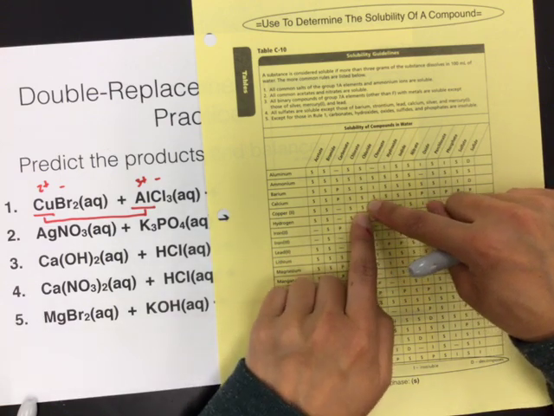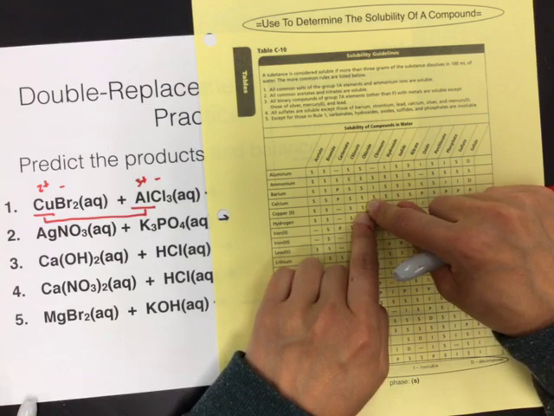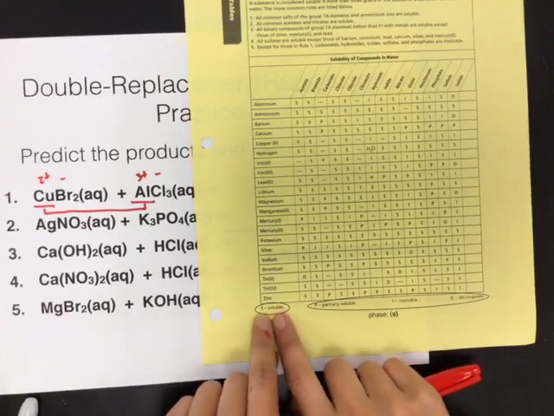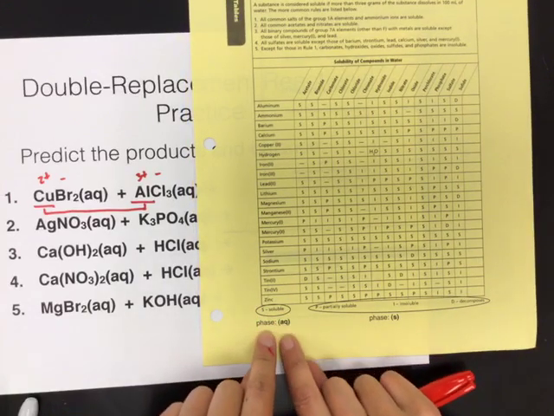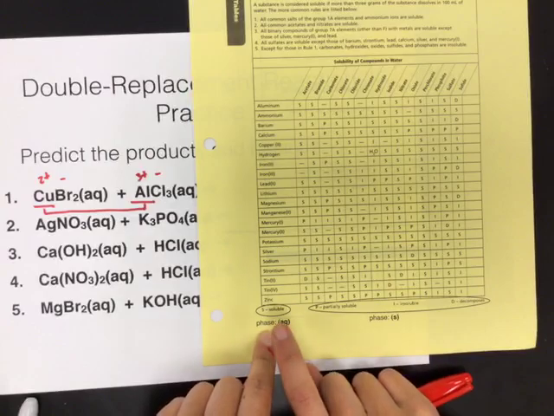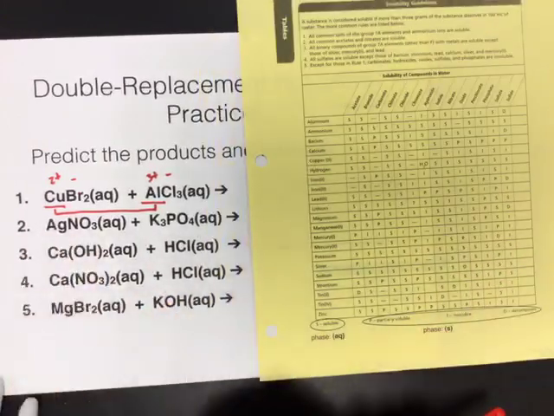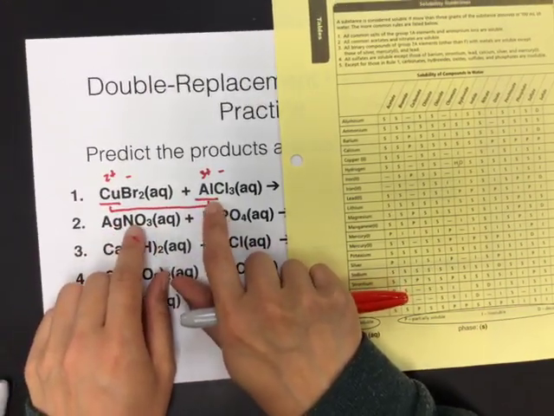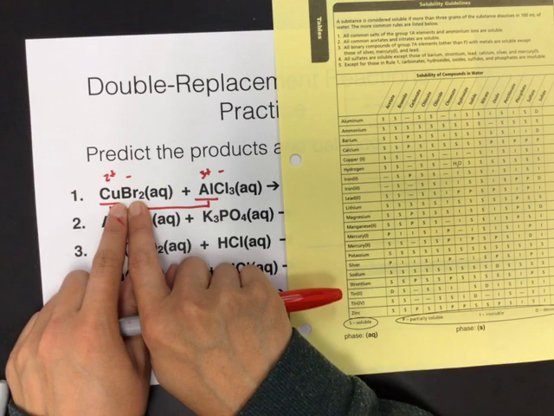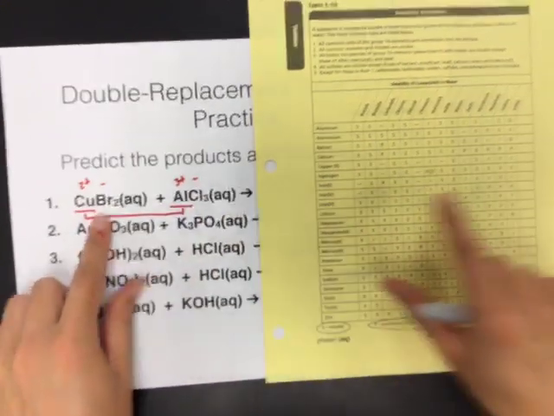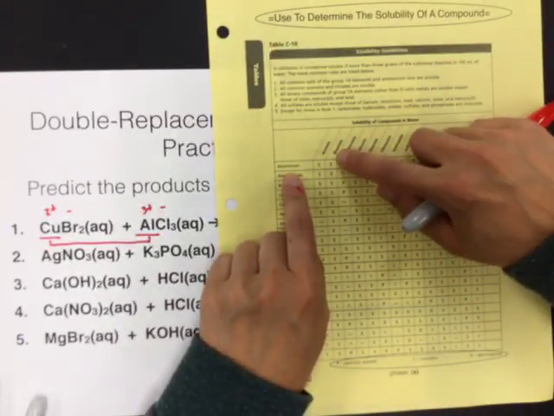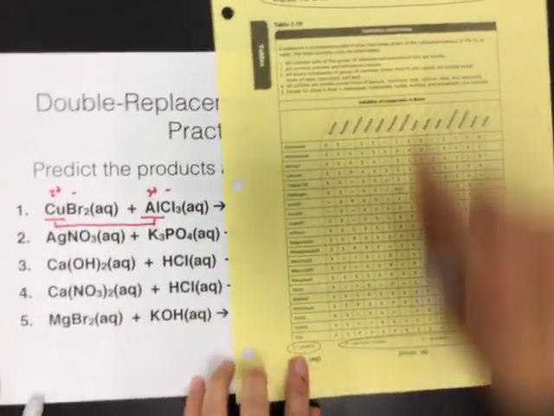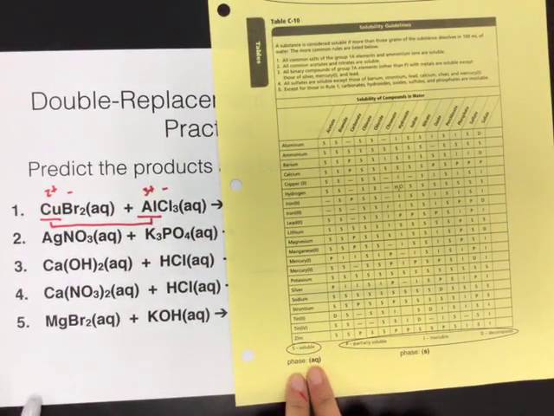The really tricky thing with this solubility table is that S does not mean solid. If you look down at the key, S on the table actually means soluble, which means it's aqueous. So far, we have one product that's aqueous, so we need to check the other one. The other product would be aluminum with bromide. Aluminum's right here, bromide is here. We check where they meet on the table. It also says S, which means soluble, so it's aqueous.